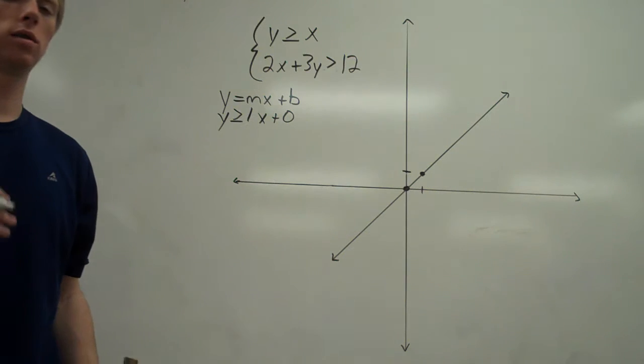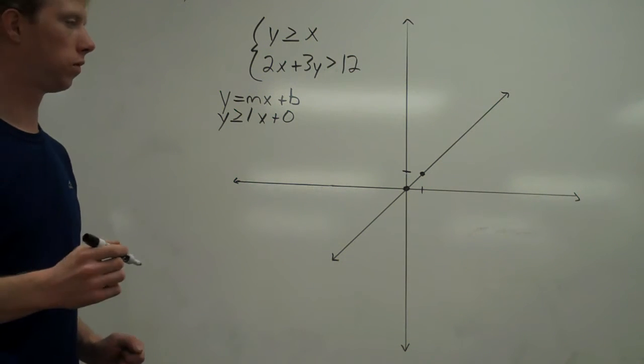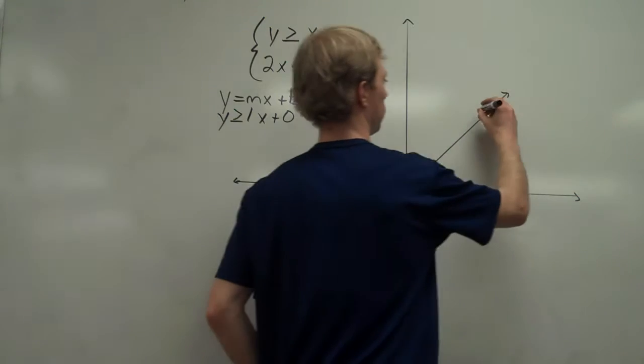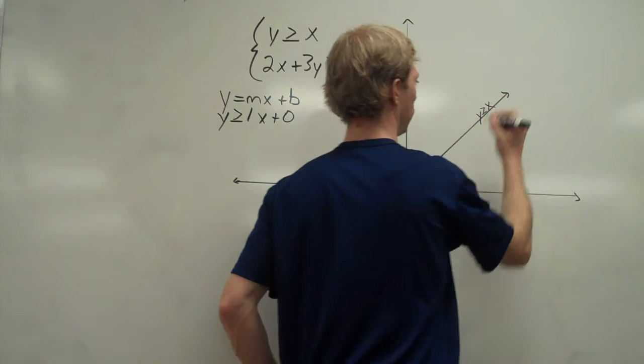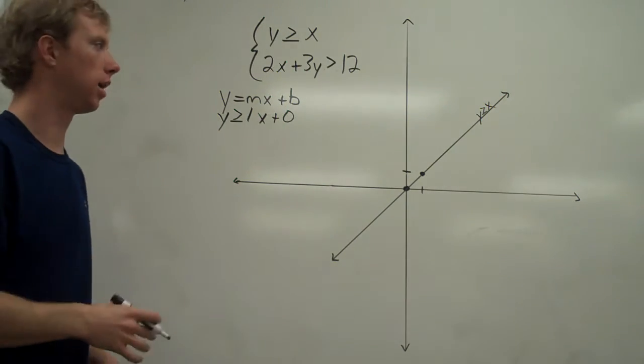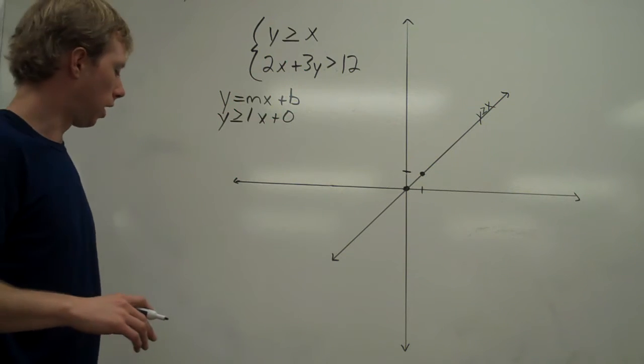Now when I have a system of equations, I'm going to be graphing more than one thing on a graph. So it's always helpful to label my line. Y is greater than or equal to x. Put the equation right on the line.